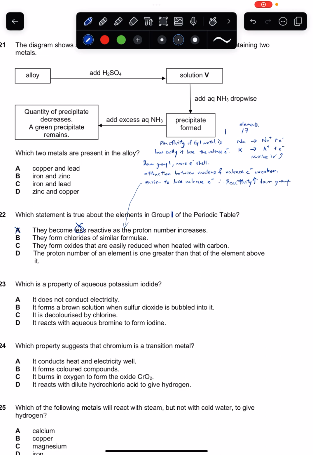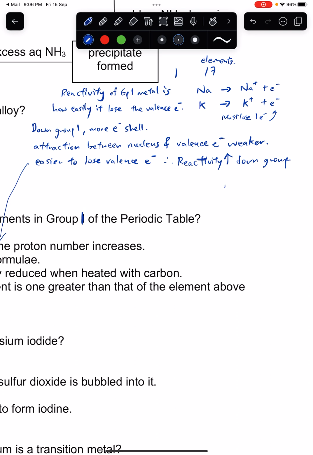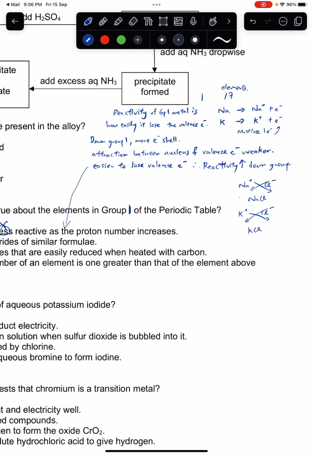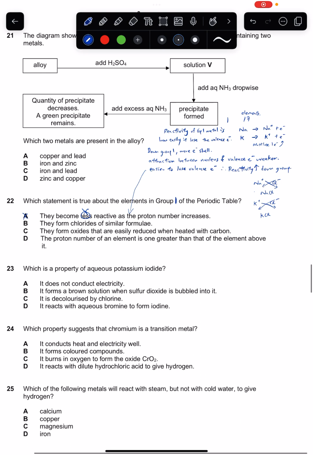They form chloride of similar formula. Alright, let's take a look then. So I have Na plus and Cl minus. Cross method, I get NaCl. 1:1, sure. What about K plus and Cl minus? Cross method, KCl. They are both similar, 1:1. Which means B is true.